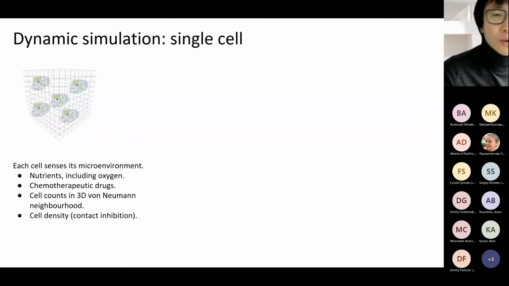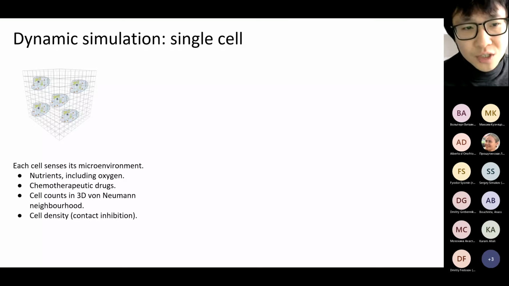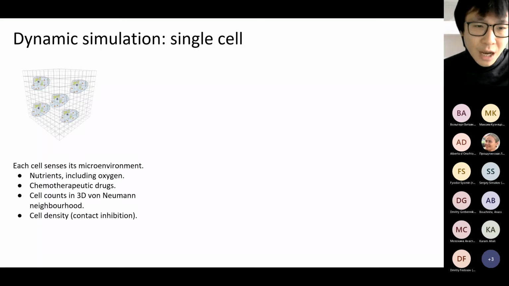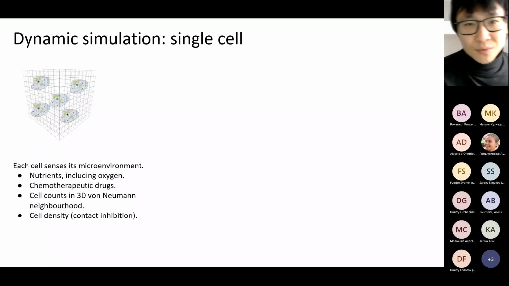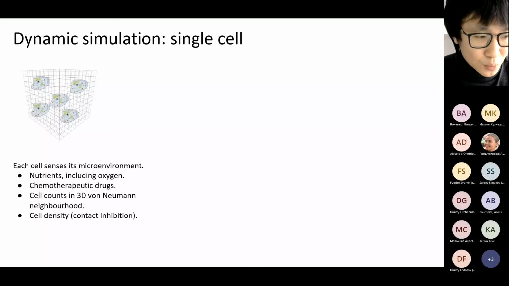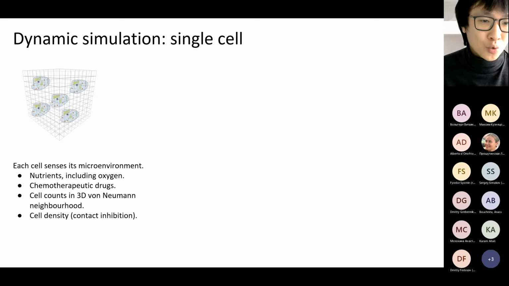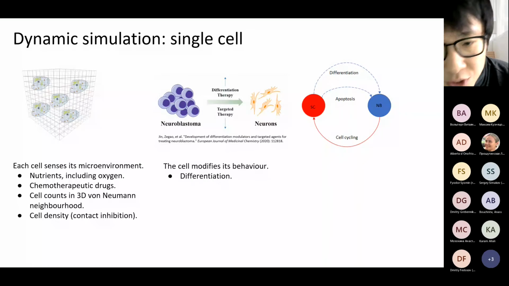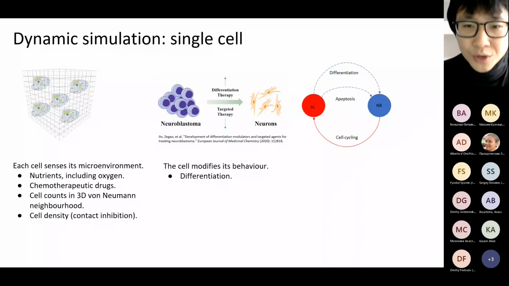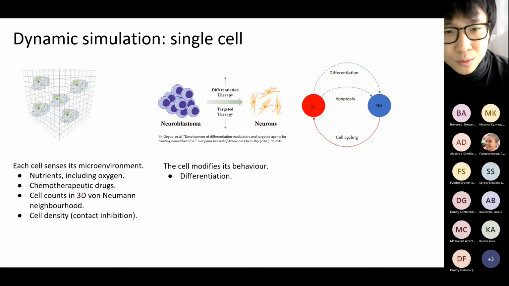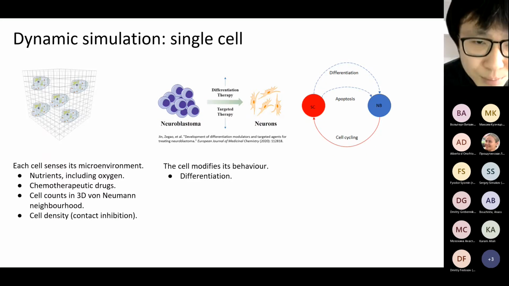So in more detail, we start with the cells individually. Each cell will sense its microenvironment. How much oxygen is available? Is there chemotherapy? And in the case of a neuroblastic cell, is it being influenced by Schwann cells? And more generally, is the neighborhood too crowded? Is there contact inhibition? And in response, the cell will modify its behavior. Recall that Schwann cells can promote differentiation in neuroblastic cells.